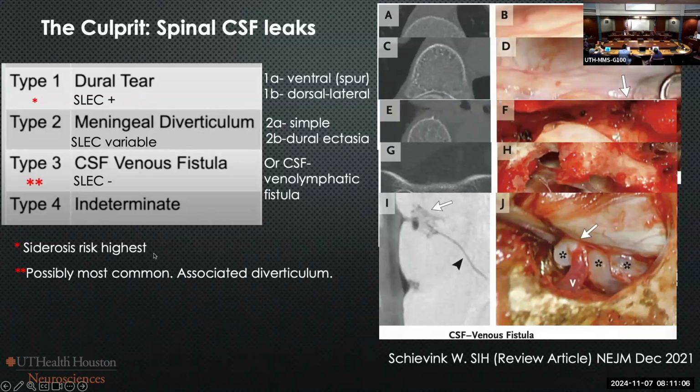All right, one other thing I wanted to point out: the type 1 dural tear siderosis risk is the highest. For type 2, it's variable. Type 3, we've never seen siderosis develop. And the other thing important to say is that even though we thought CSF venous fistulas were rare, now we're realizing that they might be the most common.